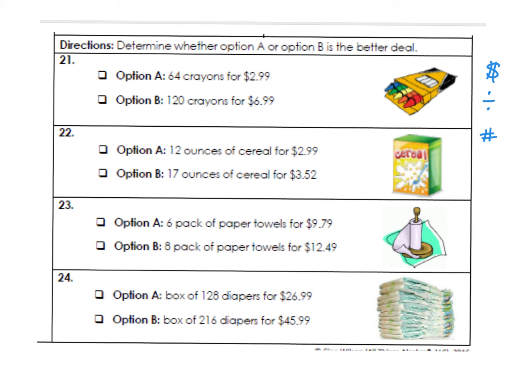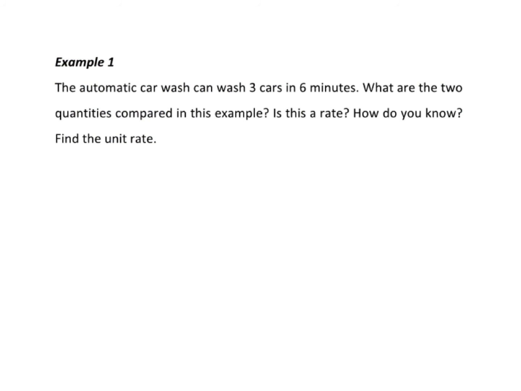So for the crayons, option A is the better deal. For the cereal, option B is a better deal. For the paper towels, again, option B is a better deal. And for the diapers, just barely, you had to look past just the cents or whatever, option A would be the better deal, although not by much.